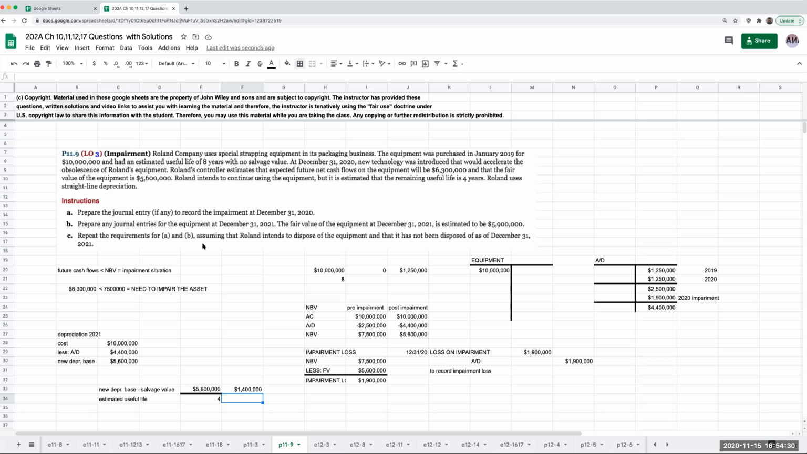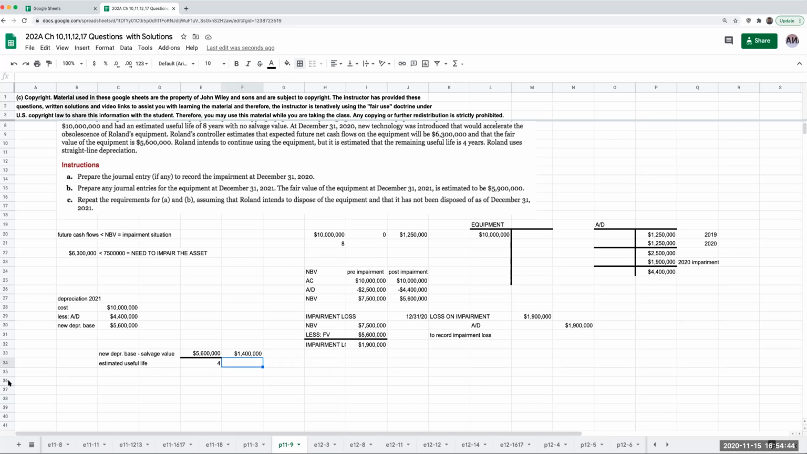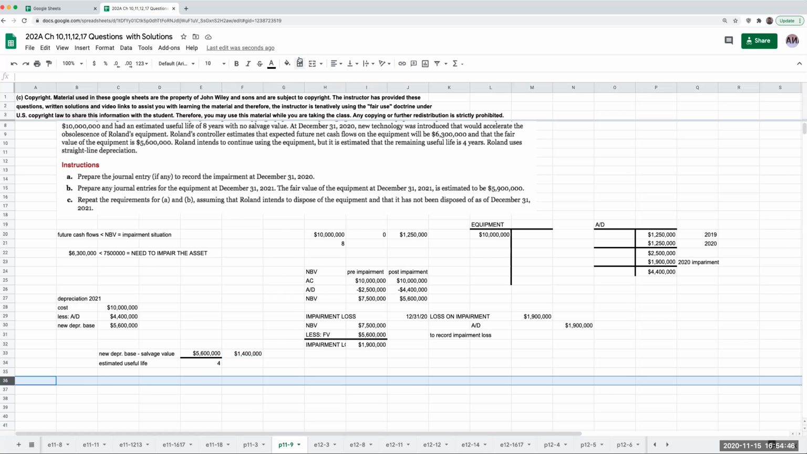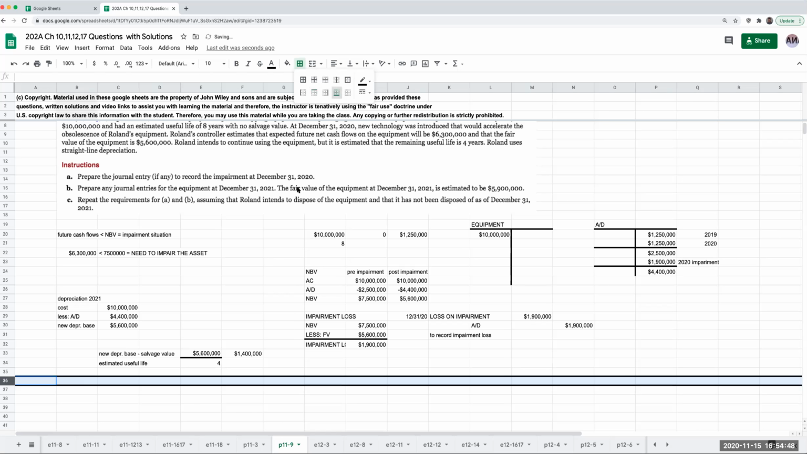Repeat the requirements for A and B, assuming Roland intends to dispose of the equipment that had not been disposed of as of December 31st, 2021. Okay, so now we're going from used in business to assets held for sale. So the loss on impairment is not going to change.